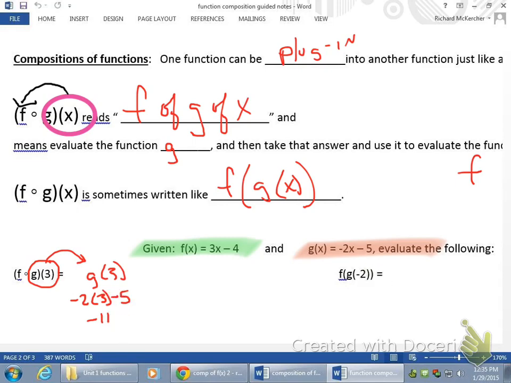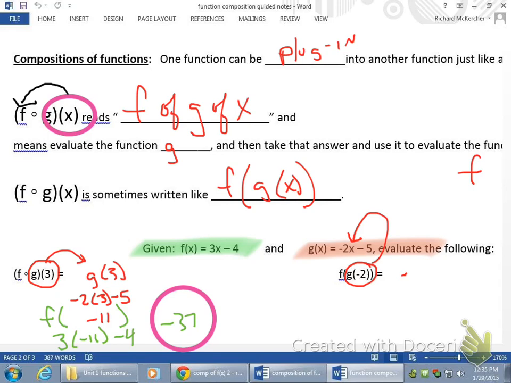Now I'm going to take that answer and I'm going to plug it in to my other function. I went to the green function f, 3x minus 4. Now I'm plugging this in for x, and then I evaluate and get an answer of negative 37. That's the idea. Let's try another one, same idea.